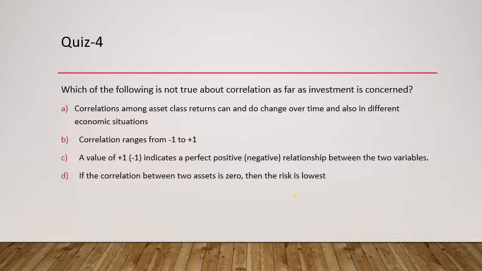This particular one, apologies for this. So if the correlation between two assets is zero, then the risk involved is negative. It's not that way. In fact, the correlation must be negative and perfectly negative.